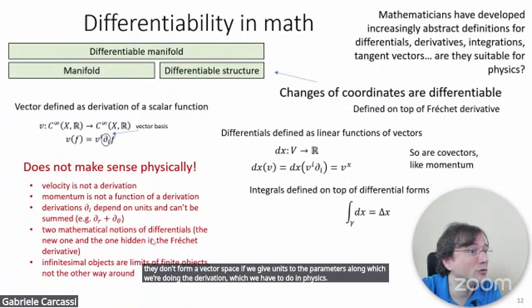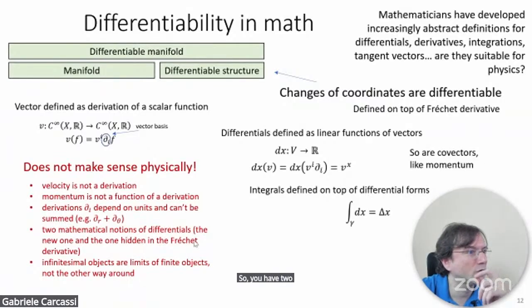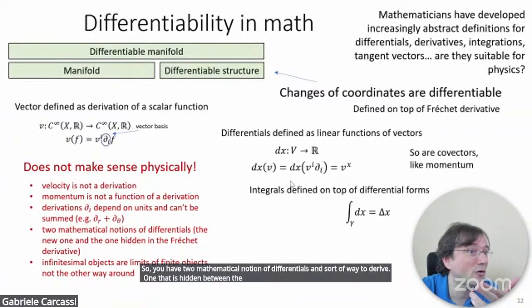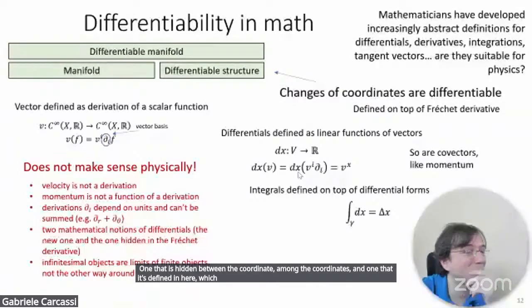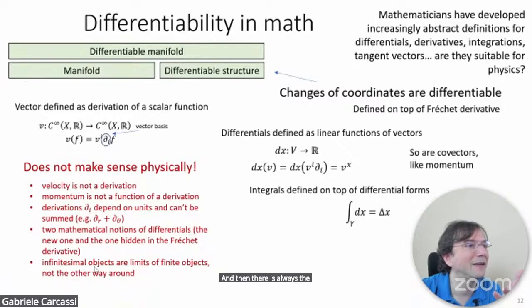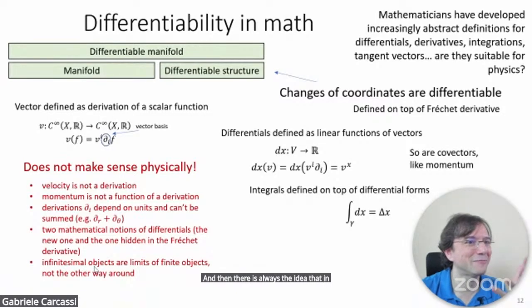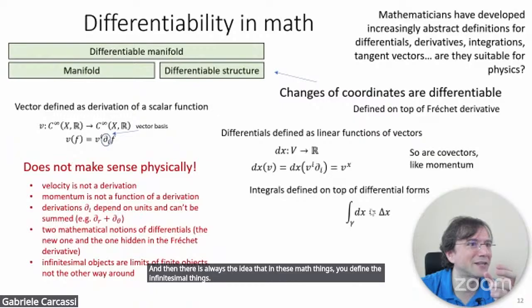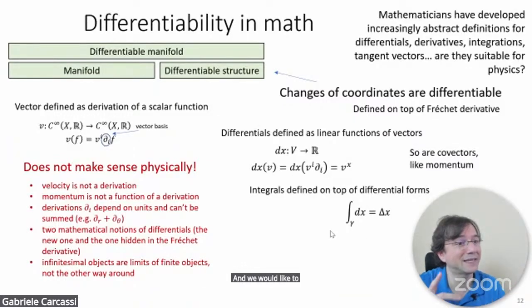So you have two mathematical notions of differentials and ways to derive: one that is hidden among the coordinates, and one that is defined in here, which I think makes it a little bit strange. And then there is always the idea that in this math, you define the infinitesimal things like the differentials, and then you define the integration. And we would like to have exactly the opposite in physics.